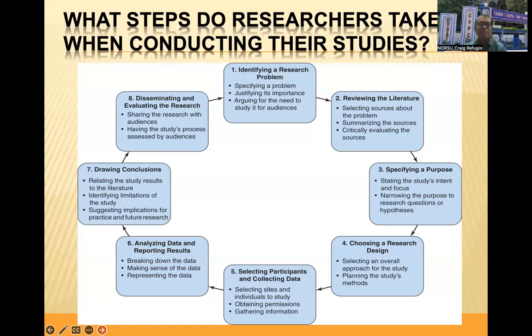The last one is on disseminating and evaluating the research. Sharing the research with audiences. You're going to present the findings, the entire research study together with the findings, in a conference, in a seminar, or maybe in a workshop.